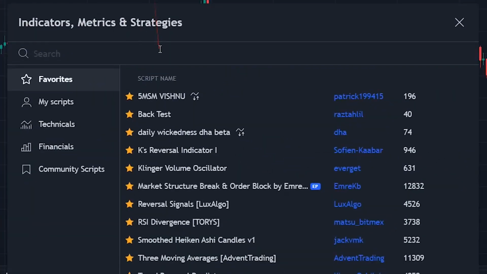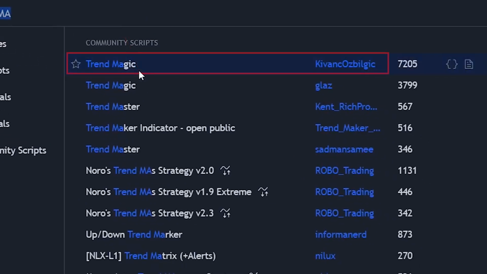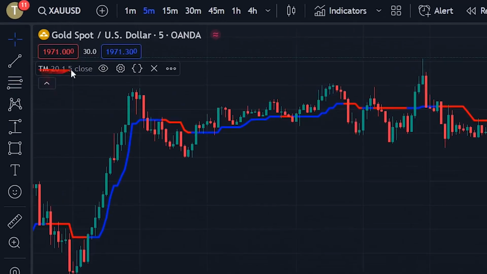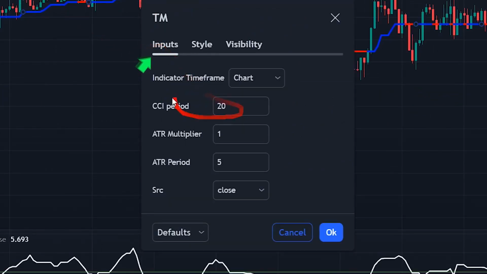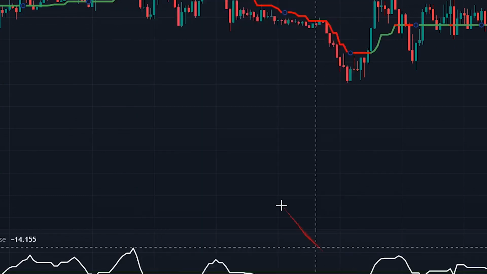Now, for more accuracy in this strategy, we need to add the second indicator. In the indicator tab, search for Trend Magic. Click on it and go to its settings. Change CCI period from 20 to 50 and ATR period from 5 to 6. And in the Style tab, change the color 0 to green.